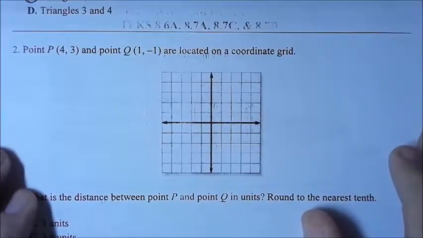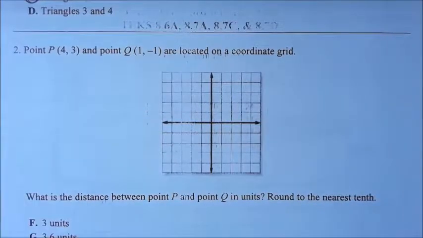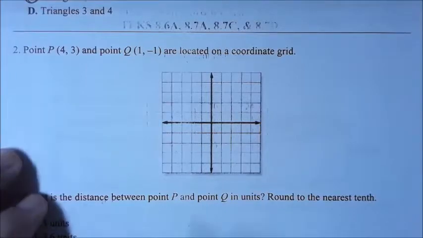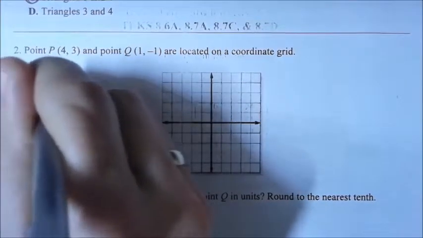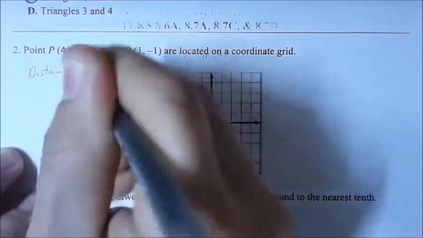On problem number 2, now there's two ways we could have done this. We could have used what we call the distance formula, which is basically just the Pythagorean theorem that's been modified.